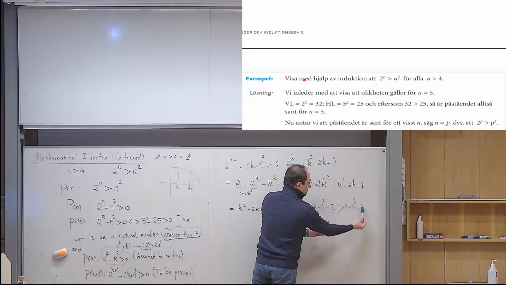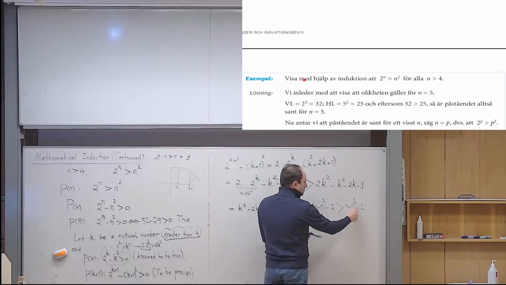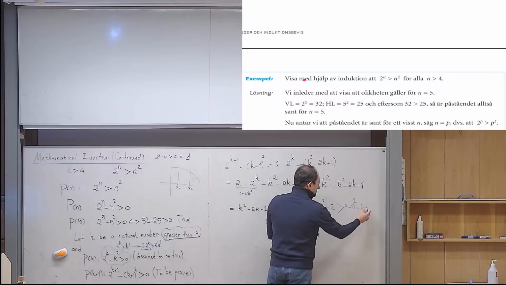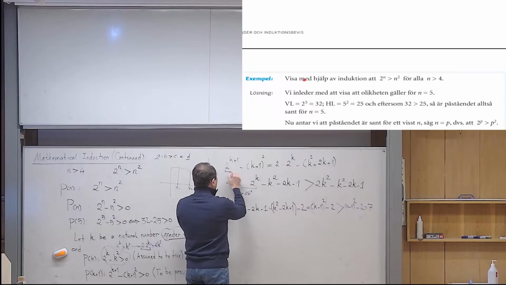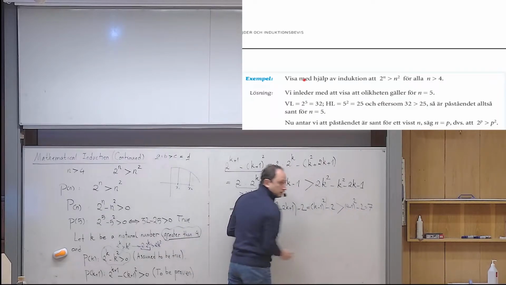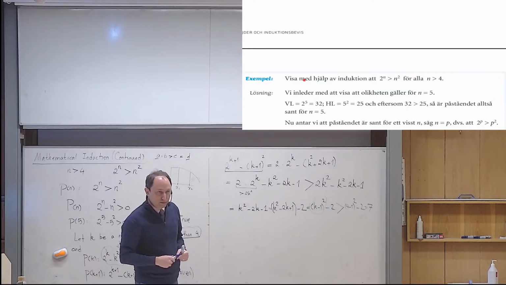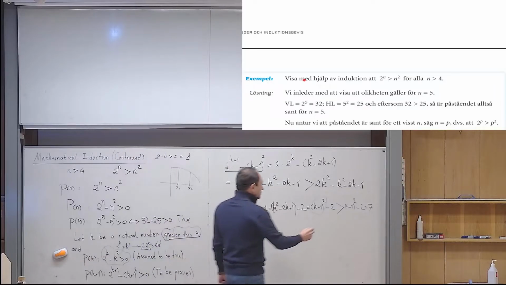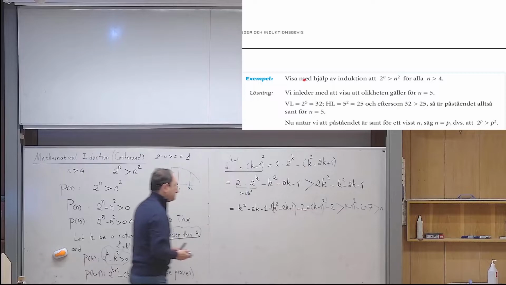But this number is very easy to calculate. 4 minus 1, 3, 3 to power 2, 9, minus 2, 7. This is 7. So what I did, I was able to show that this number is greater than 7. But when it is greater than 7, it is also automatically positive. So this is also positive. This means the problem is solved.